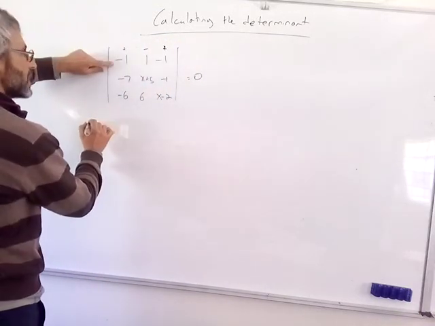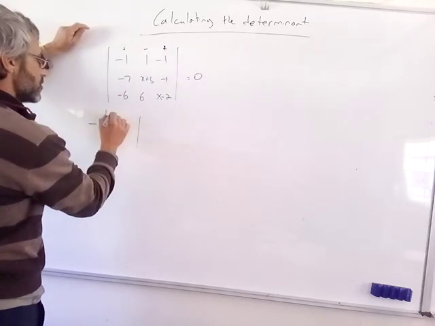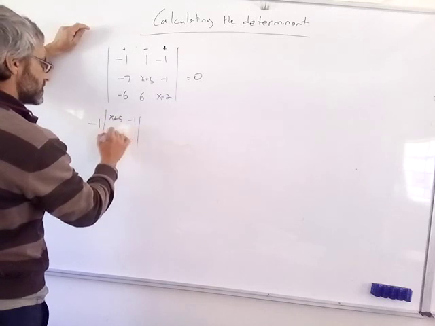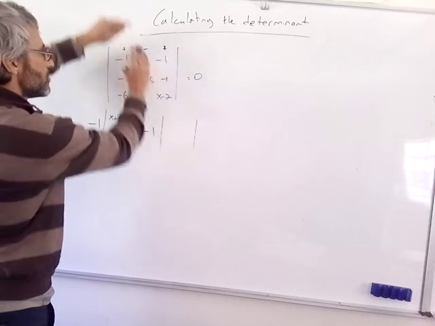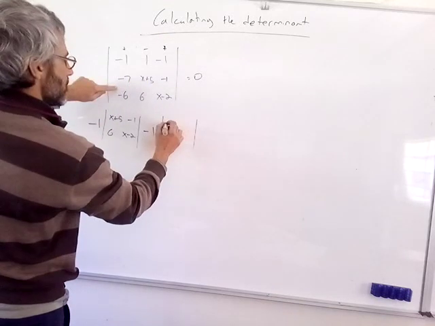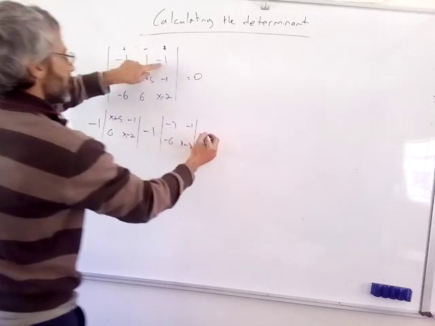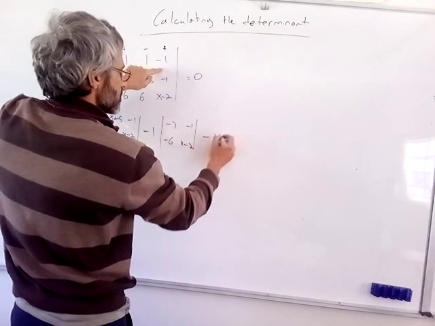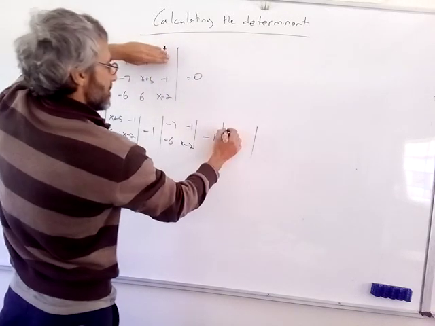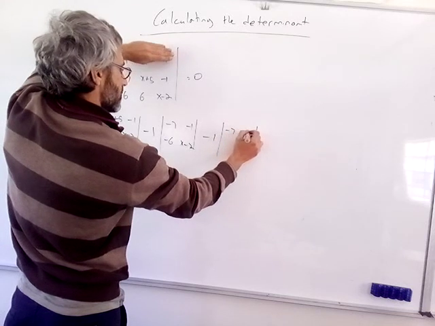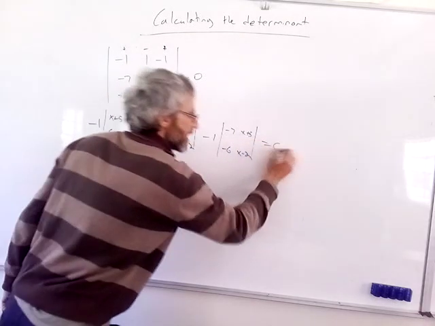It's going to be minus 1 times the determinant of the minor, which is x plus 5, minus 1, 6x, minus 2, minus 1 times the determinant of, what do I have here, minus 7, minus 1, minus 6x, minus 2. And then plus minus 1, so minus 1 again, times the determinant of the minor, which is minus 7x plus 5, minus 6x, minus 2. All of that equal to 0.